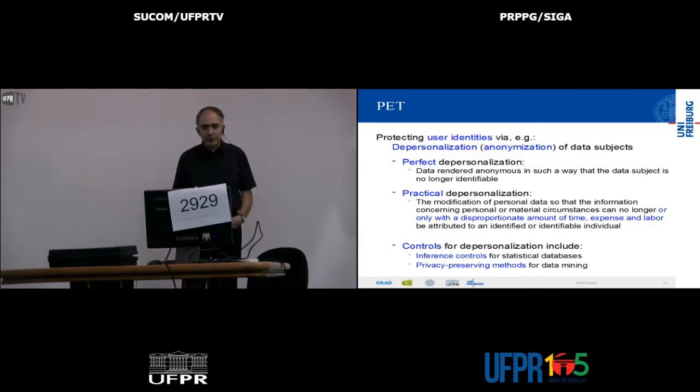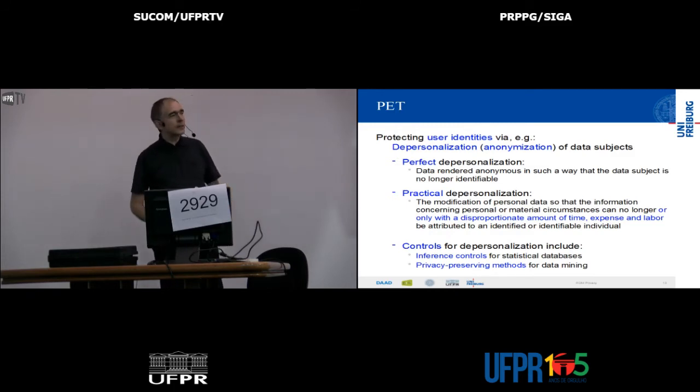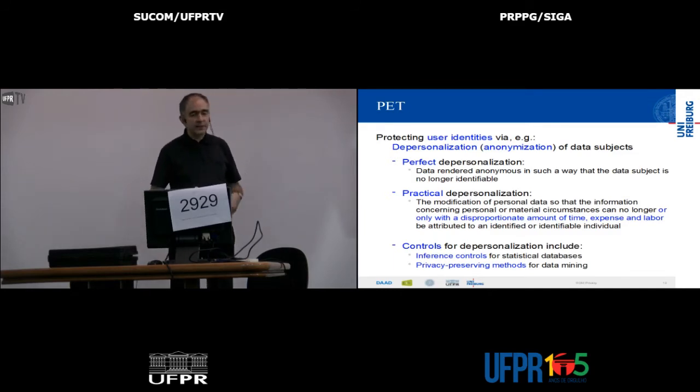You can protect user identities by depersonalization of the data subject, for example. The perfect one is when data is rendered anonymous in such a way that the data subject is no longer identifiable. That's what we thought with the mobile phone data. We removed everything. We introduced consecutive numbers for the phones, and yet we were still able, after 2 or 3 weeks, to identify individual phones. So even if you think you have the perfect solution, it may not be the perfect solution.